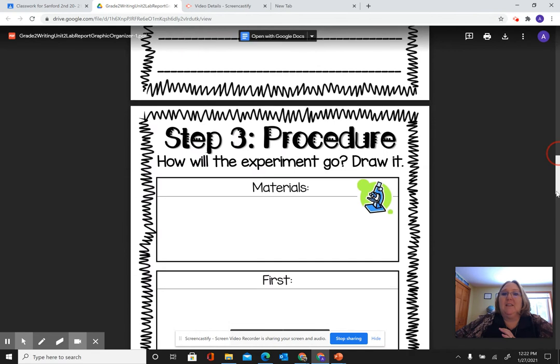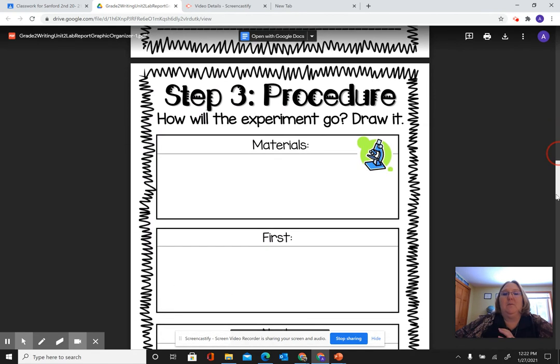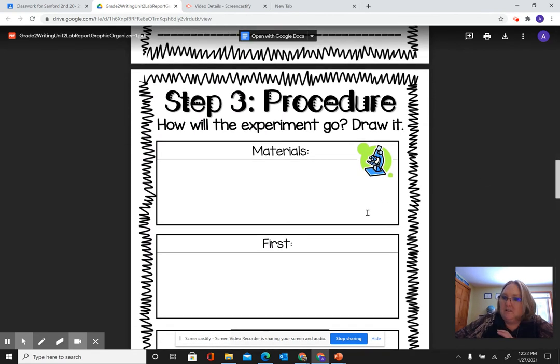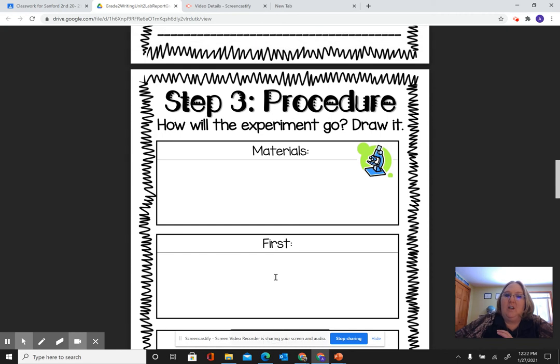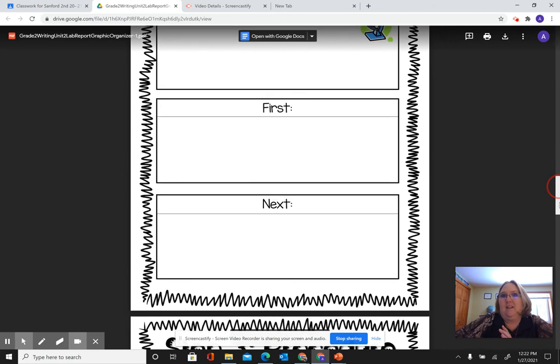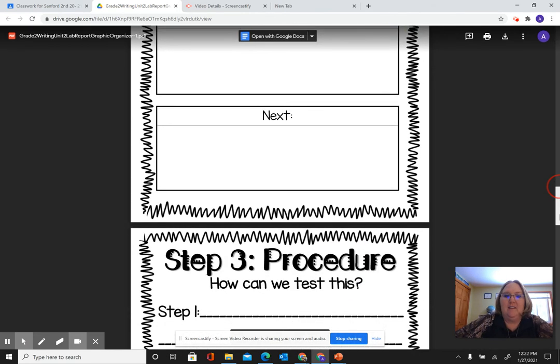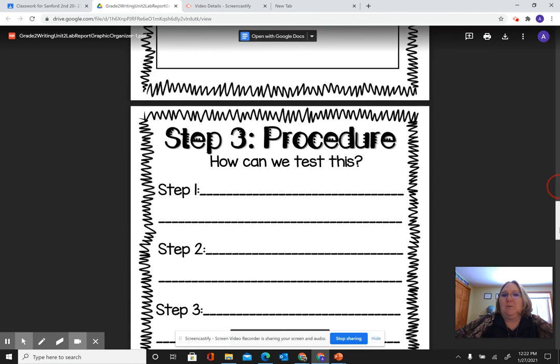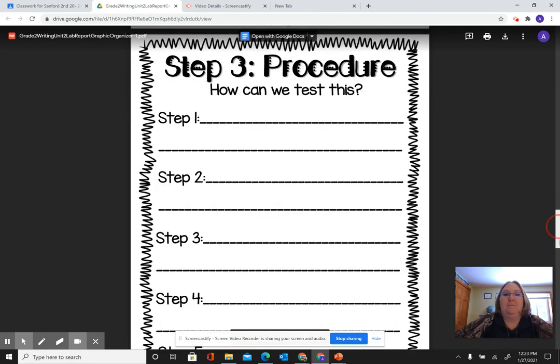Step 3, this is where you can draw some of the materials. You can draw what your experiment might look like here in the first section, and then next, kind of at the end, what do you think it would look like at the end? Step 3 here is the procedures. So what are we going to do to make this experiment happen, so I can repeat it and other people can repeat it? These are the procedures that you're going to take.